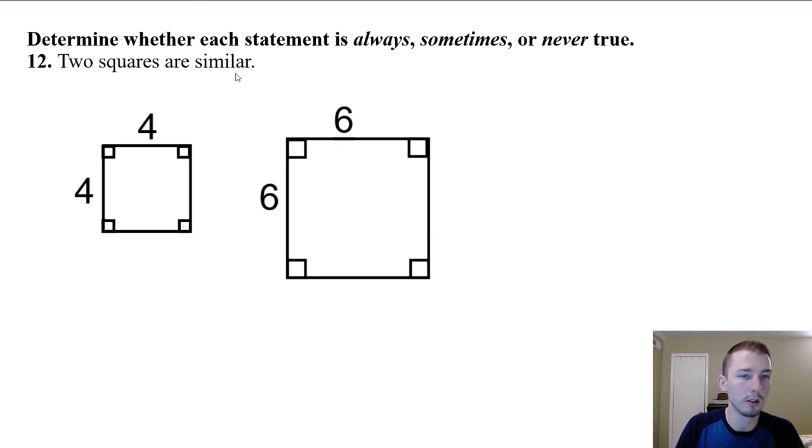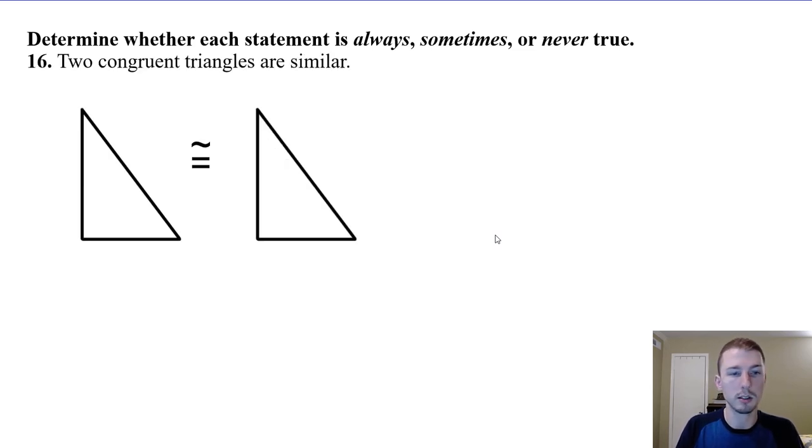Number 12, determine whether each statement is always, sometimes, or never true. So two squares are similar. So if we have two squares, they have to have the same angles, right, because they're rectangles. And then are their sides always going to be proportional? Well, if their sides are always congruent to themselves on each one, then yeah, they'll always be similar to each other, because whatever the growth from one side to the next one, they're all going to have that exact same growth. So all squares are similar to each other, and some of them are congruent if they have the same sides as well. So that one would be always true.